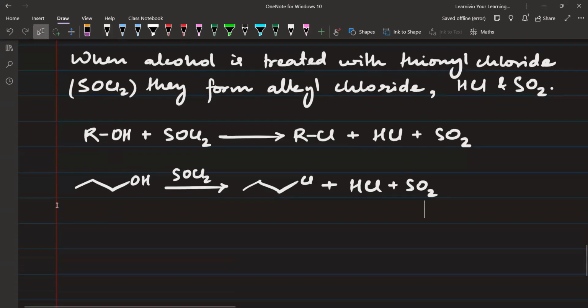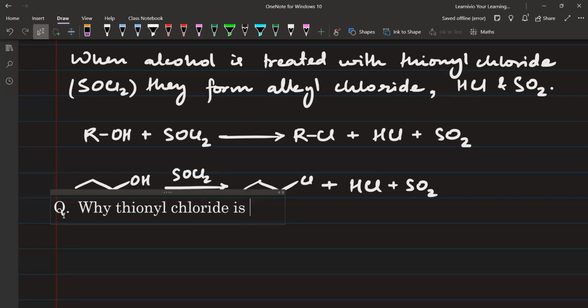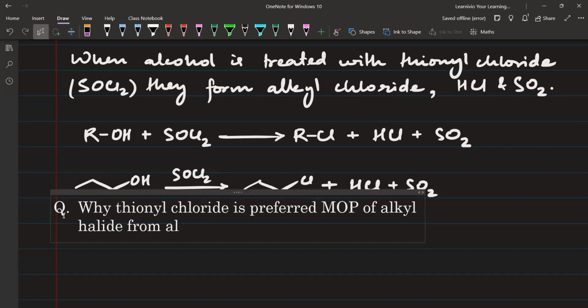Now, there is an important question that is generally asked. What is the question? The question is: why is thionyl chloride the preferred method of preparation of alkyl halide from alcohols?